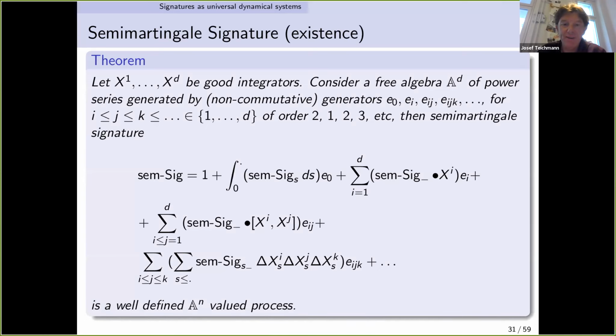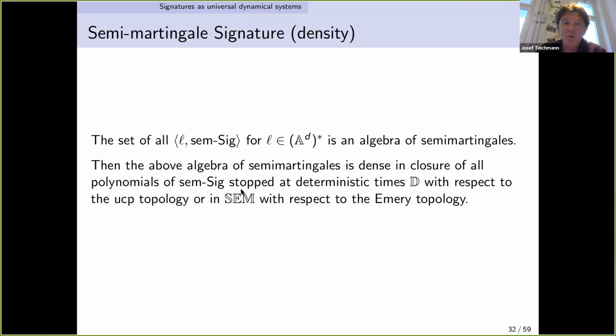I don't enter into that here, but the most important property is that the set of all finite linear combinations of iterated integrals which appear in the definition of the semi-martingale signature, they actually form an algebra. Again, this is an algebra of semi-martingales, and you can consider the closure of this algebra of semi-martingales in the Emery topology, and actually you can characterize it. This is the closure of polynomials of semi-martingale signatures stopped at deterministic times.